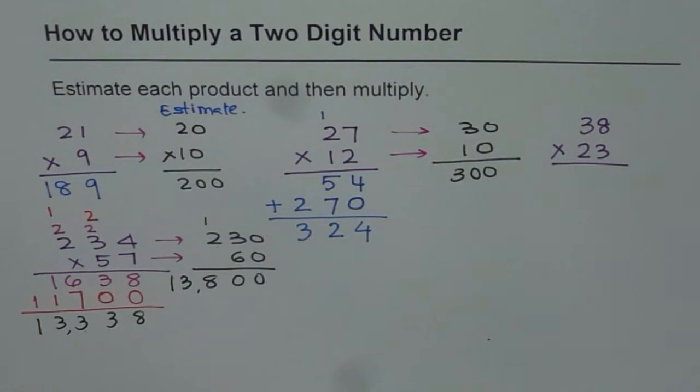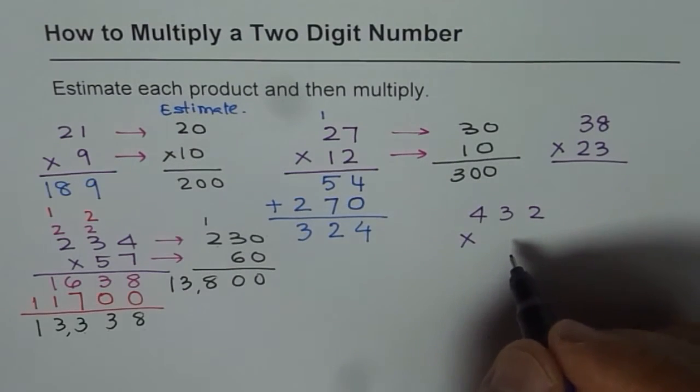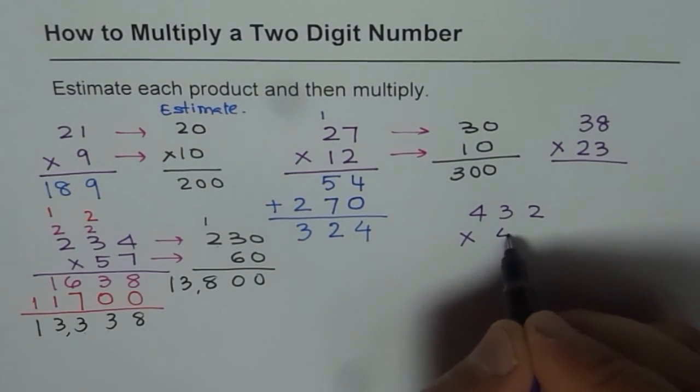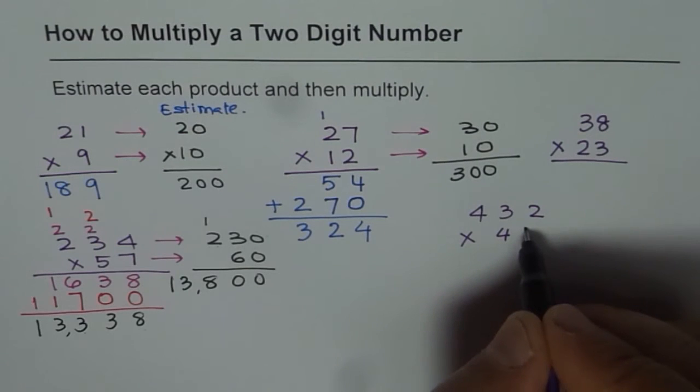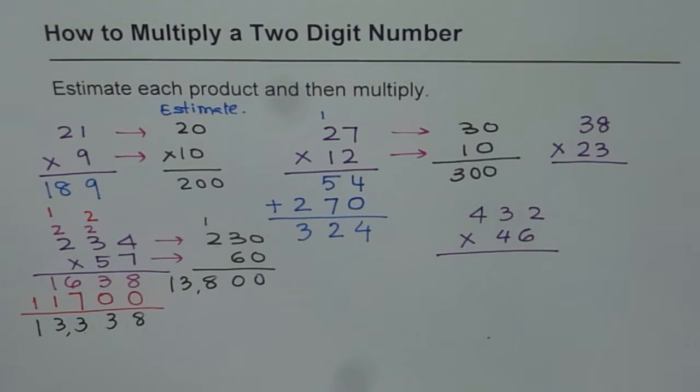So our estimate really helps us to get the right answer, right? Now here is a practice question for you. You can multiply 432 with, let us say, 46, and see what you get. So first you estimate and then find your answer. I hope this exercise helps you to understand how to multiply big numbers, especially in hundreds, by a two-digit number. Thank you.